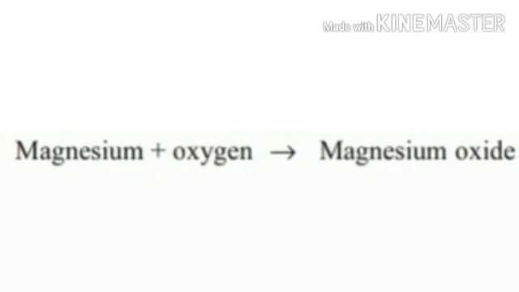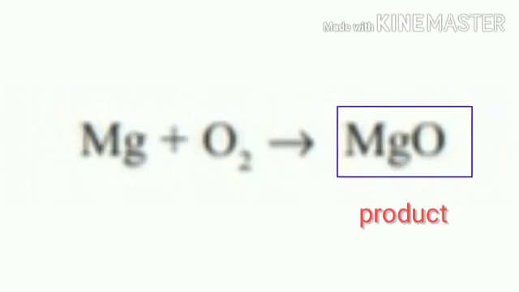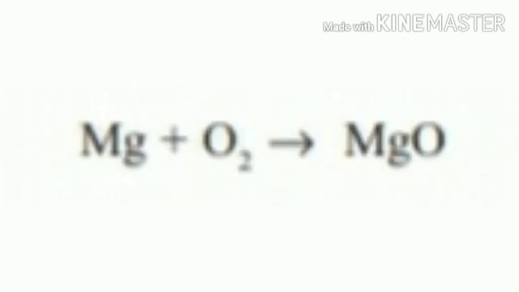By using symbols, we can rewrite it as Mg plus O2 gives MgO. Which are the reactants? Magnesium and oxygen. And which is the product? Magnesium oxide. Observe this equation. Is the number of atoms of each element equal on both sides? No, right? Here, the number of oxygen atoms on the reactant side is not equal to the product side.